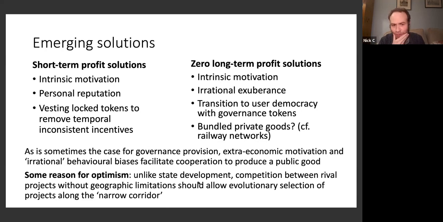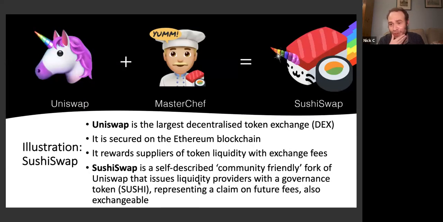I'll just say that there's some reason for optimism, because unlike state development, competition between rival projects without geographic limitations should allow for evolutionary selection of projects along this narrow corridor. So just to end on this case study, it illustrates a lot of the problems and solutions that I've been talking about just now.